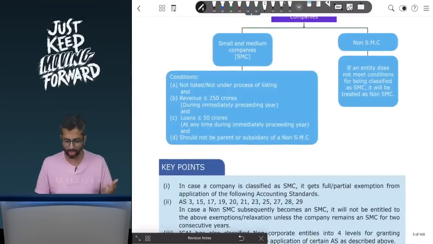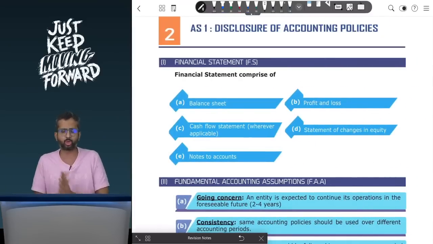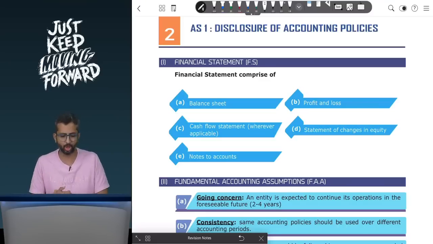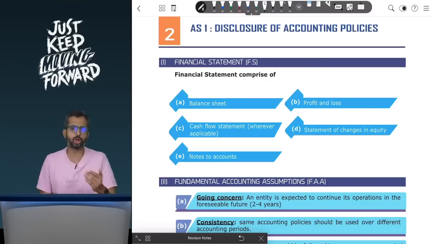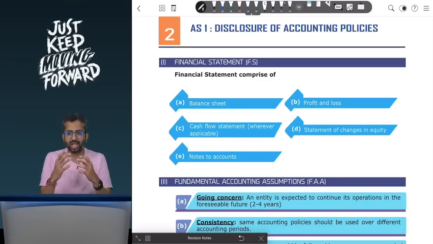We will be focusing on the accounting standards part. We'll go in a sequence form so that it is easier to track, and we will cover every concept area here. So let's get started. So the first standard that we'll look upon is AS1, accounting standard 1, relatively less important from an exam perspective. Over here you are explained about the constituents of financial statements.